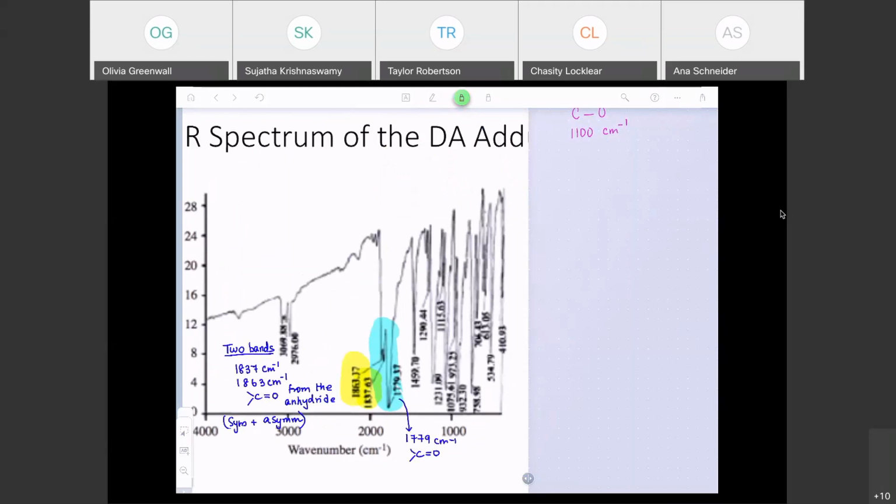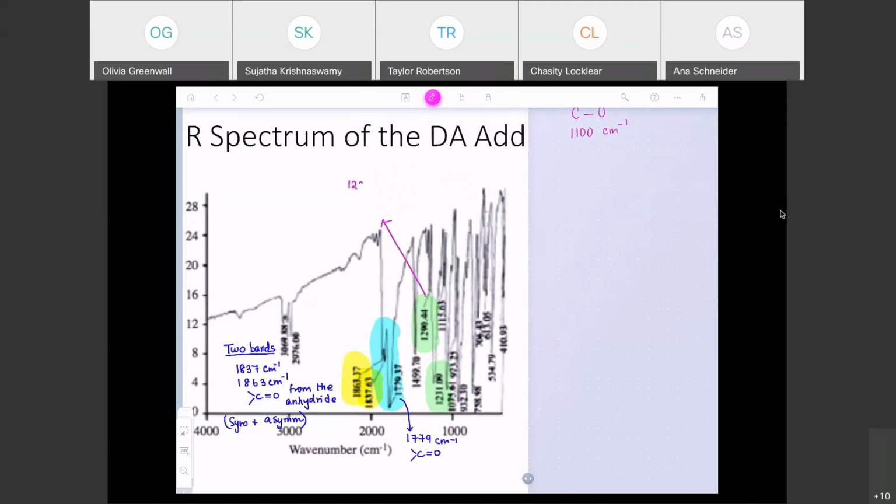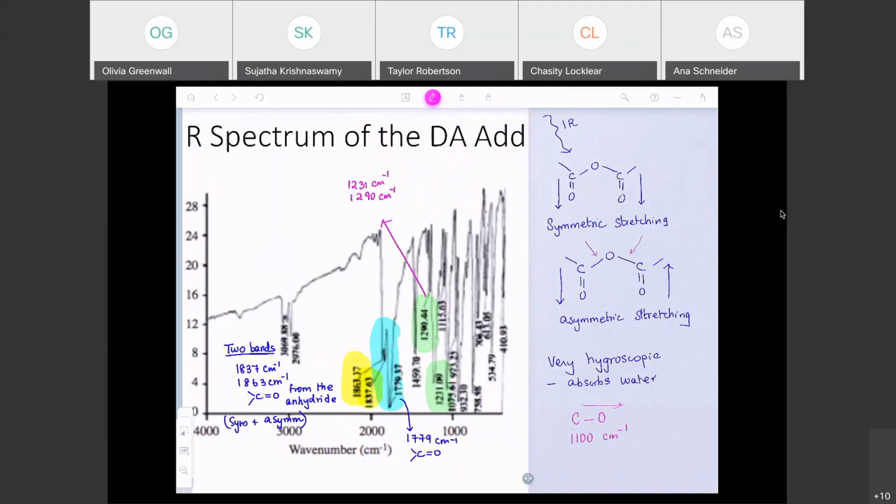Then we're going to go here. I'm going to point out a couple of stretches here for you. One of them is 1231 wave numbers. You can kind of see that. The other is 1290 wave numbers. You have two carbon-oxygen bonds, right? You've got one on this side and one on that side, left and right. So those are your two carbon-oxygen stretches in the fingerprint region.